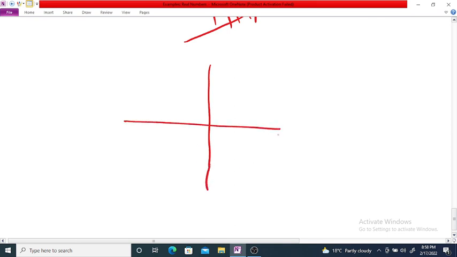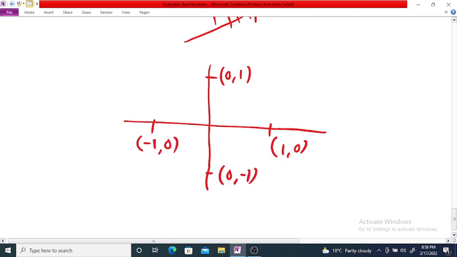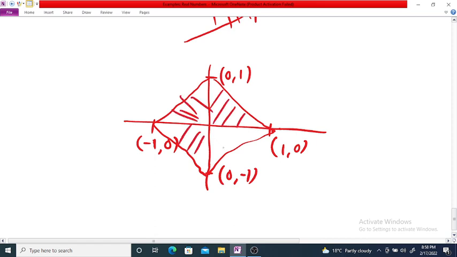So say this is the xy plane, R cross R. Here is the point (0, 1), here is (1, 0), here is (−1, 0), and here (0, −1). So if we combine this, for the first line it satisfies this point, for the second line these are the points, for the third line these are the points, and for the fourth line this satisfies.